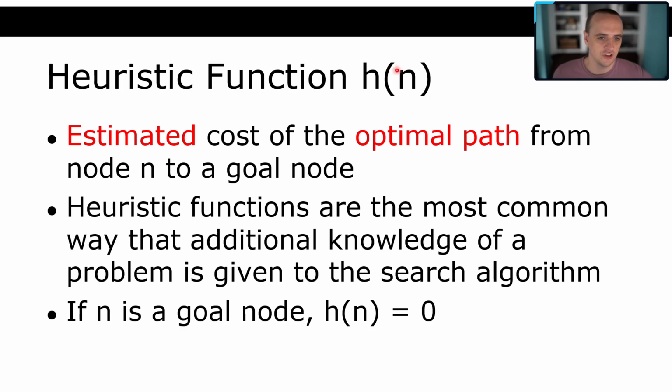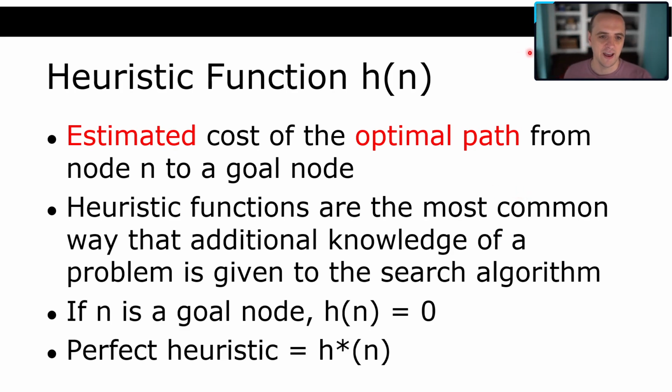For any heuristic function h of n, we are also going to define that if n is the goal node, h of n is 0. We can test that: if we're already at the goal node, then the estimated cost of an optimal path from the goal node to the goal node is 0. And if we ever had access to an omniscient agent, the God of this search problem, we would be able to have a perfect heuristic. A perfect heuristic would always let us know the exact cost from a node to a goal, and we're just going to denote that h star of n.